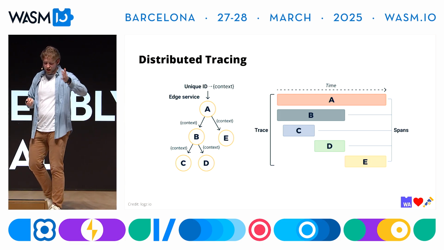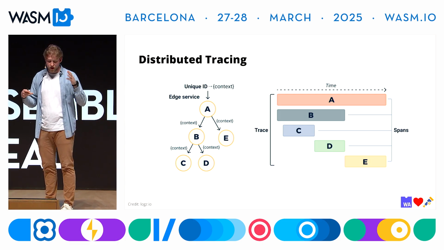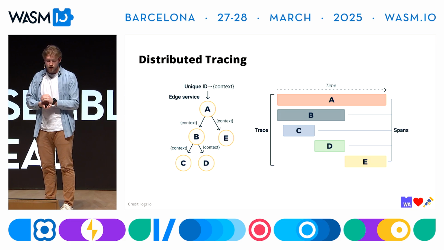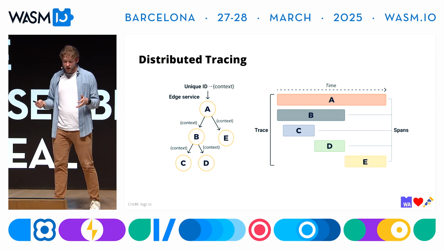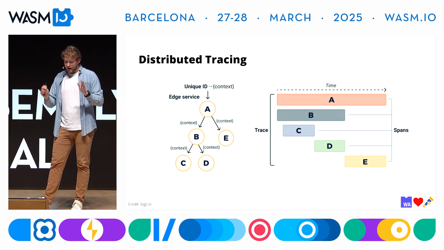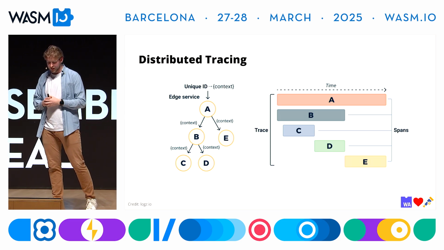We've got service A, which is calling services B and E, and then B is calling services C and D. And we can see on the right the spans that all these services are producing are tied into a distributed trace. So you'll note that under A, it's calling B, and then later it's calling E, and under B, it's got the spans for C and D.